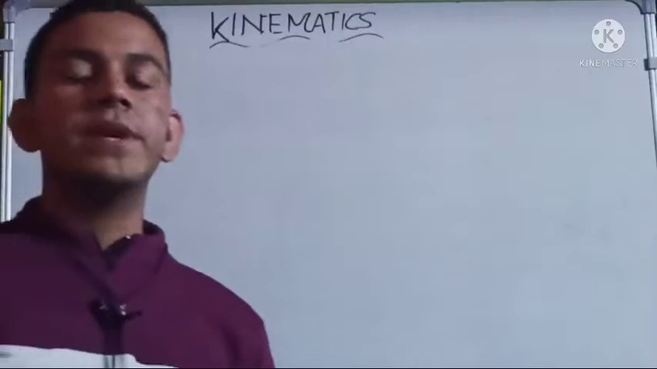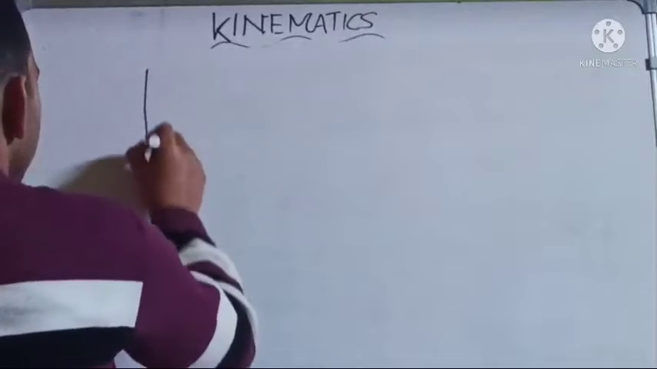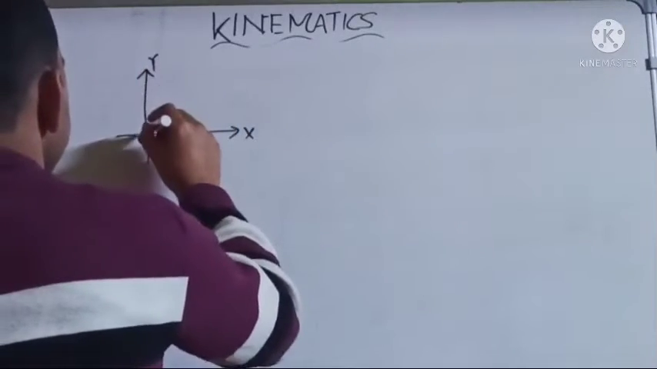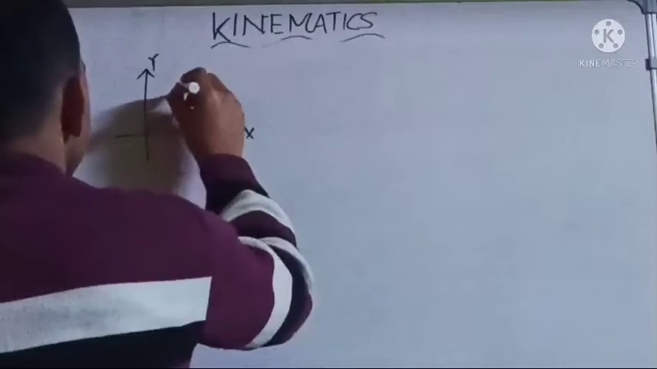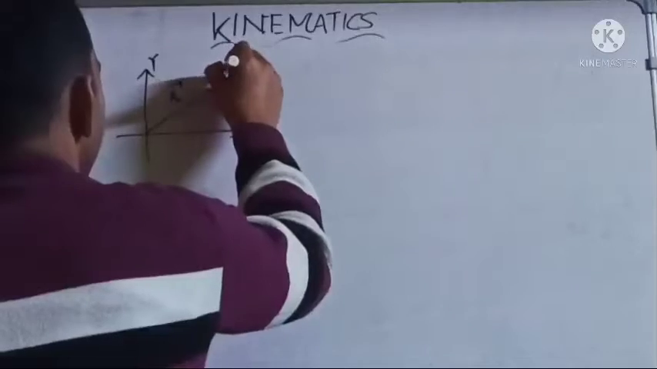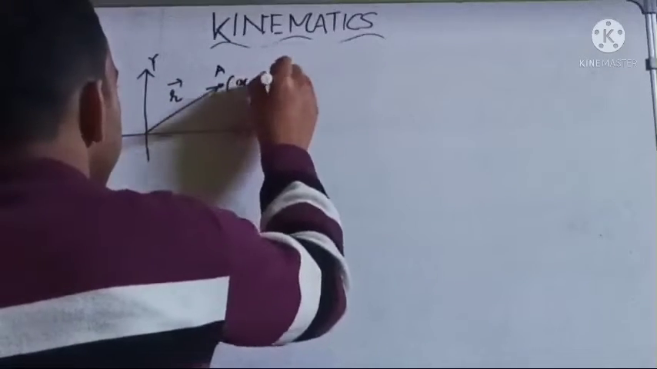Now, from the previous example, we can deduce a conclusion. Suppose we are given this as x-axis, this as y-axis, and suppose this is the position vector of a particle. That means the particle is at this point. Let this point be A, and we are given the coordinates of this point. Let it be x and y.